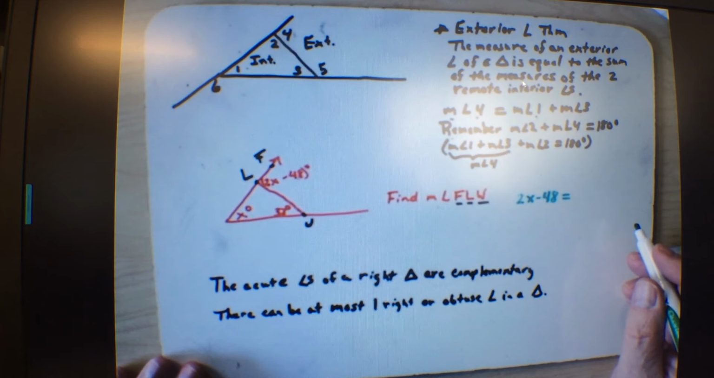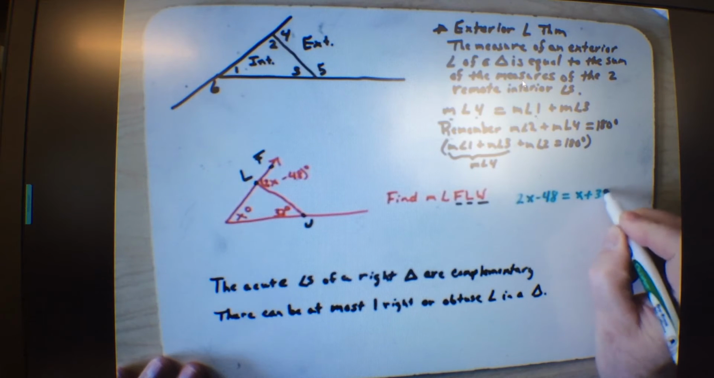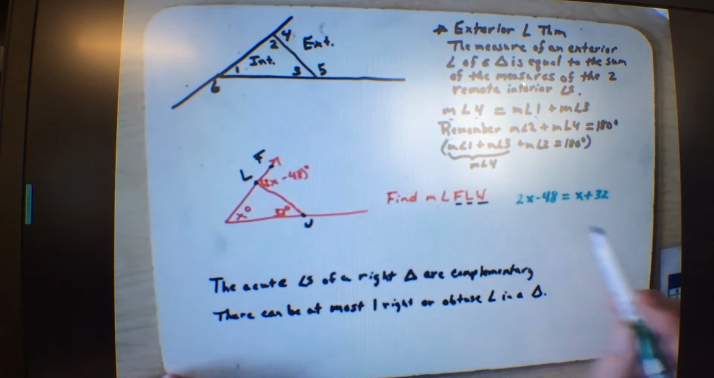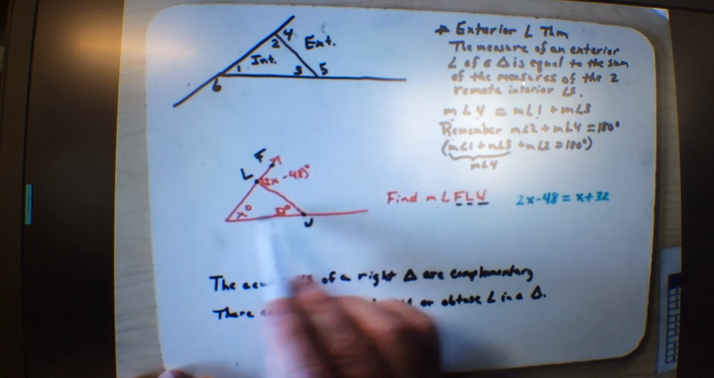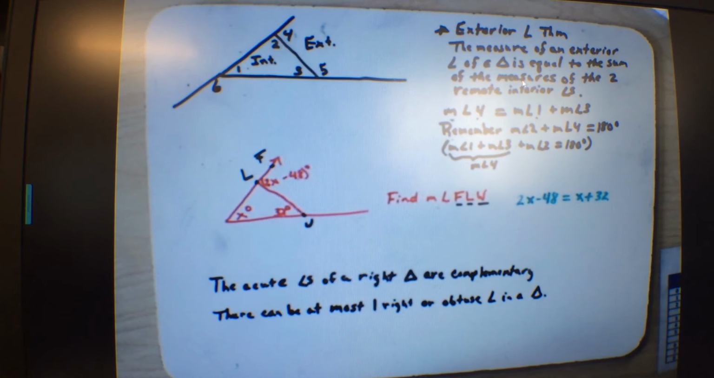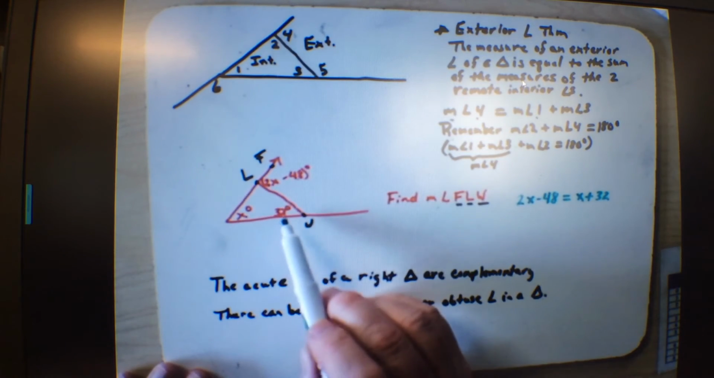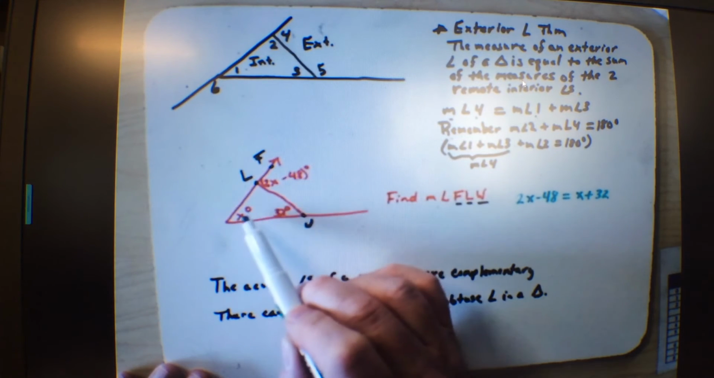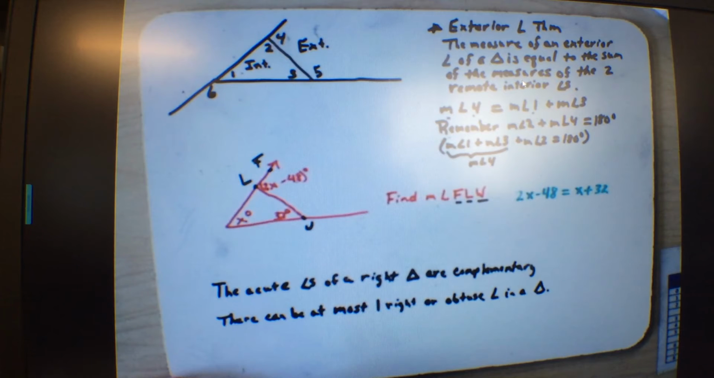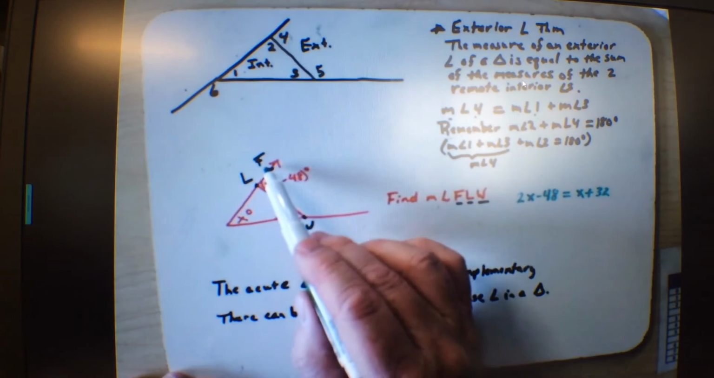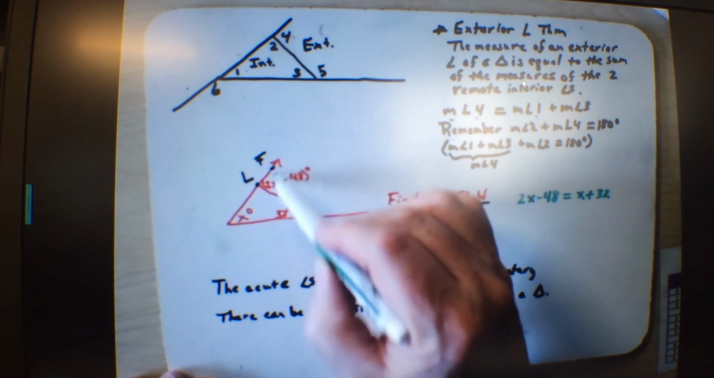Using the exterior angle, why don't you take x plus 32. That's correct. This is 32. So x plus 32, this angle plus this angle equals the exterior angle, this angle. Does everybody see that? What are all the variables? This is 2x minus 48. This is x, and this is 32. And then find the measure of angle FLW, this angle right here.